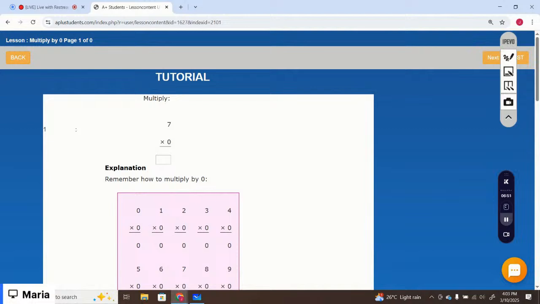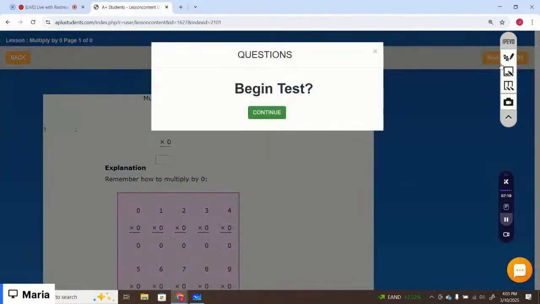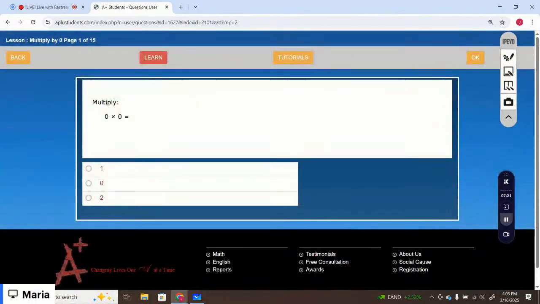Seven times 0. So any number when multiplying by 0, the answer is 0. So whatever number it is when you're multiplying by 0, the answer is 0. Seven times 0 is 0. Let's just start with the test questions.